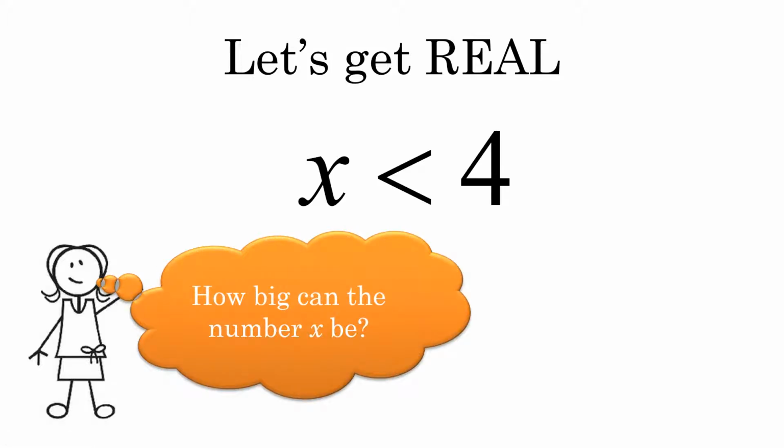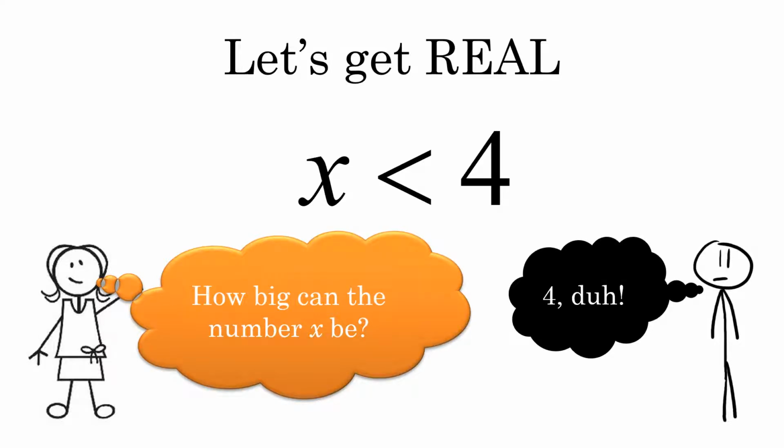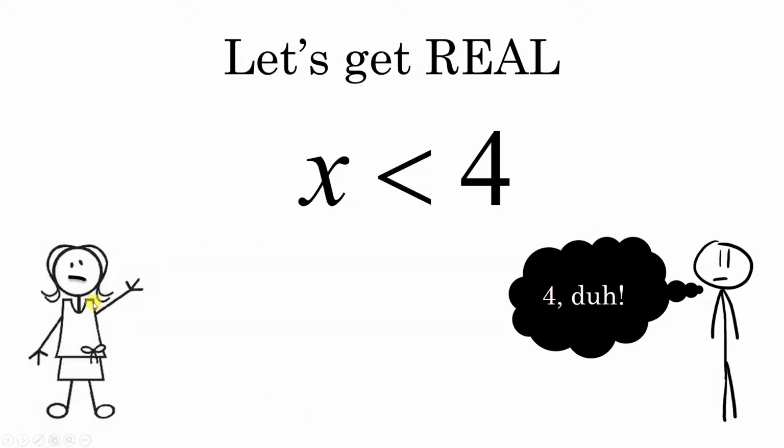Now, x is just a number, right? It says x is less than 4. So how big could x be? Common guess, like this guy over here, his name's Bobbert. Common guess from people like Bobbert is, well, it could be 4, right? Jessica over here on the left, she doesn't like that.